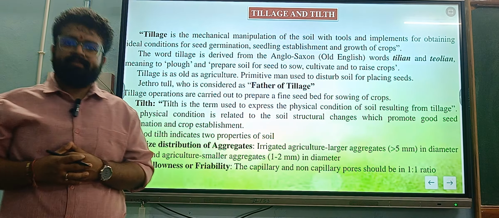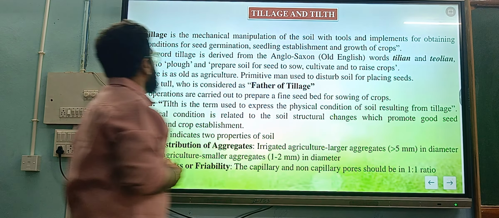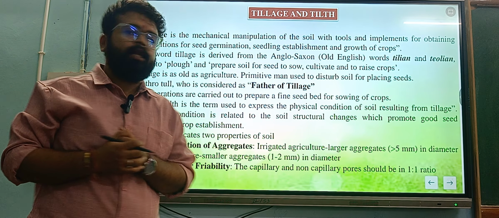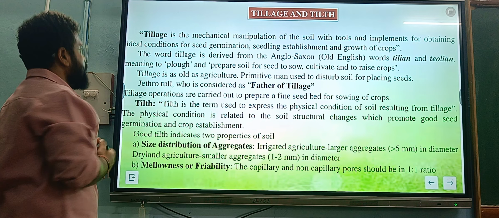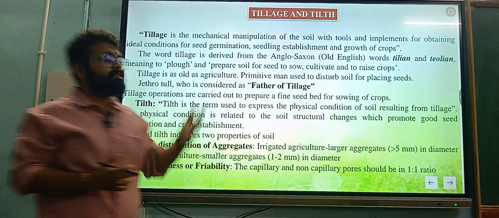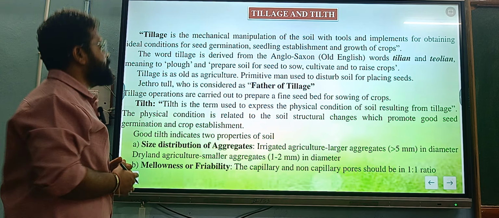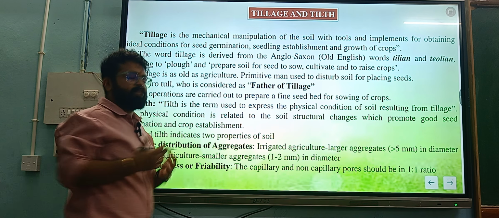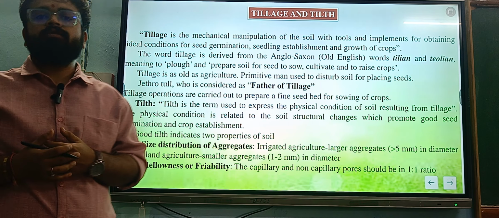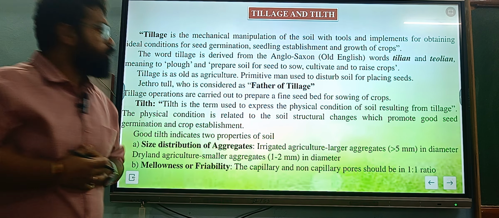We start our lecture 7 on the topic tillage and tilth. What is tillage? Tillage refers to the mechanical manipulation of the soil in order to bring the soil to the ideal condition for the seed germination, seedling establishment and growth of the plant. And how is tillage done? Tillage is done with certain implements and tools such as moldboard plow or even harrows, rotavator, so that you get a fine seed bed for cultivation of the crop.